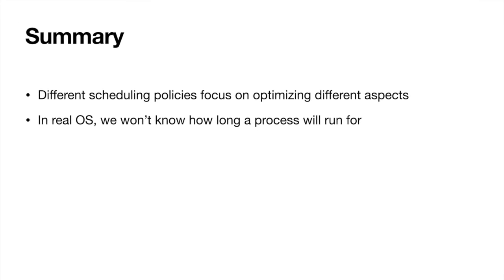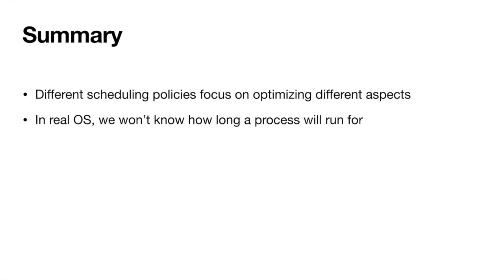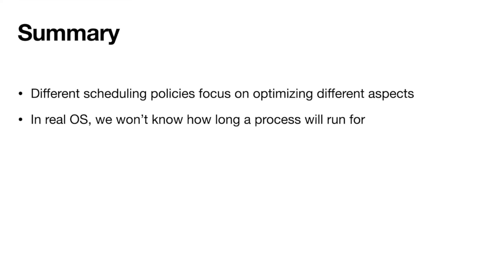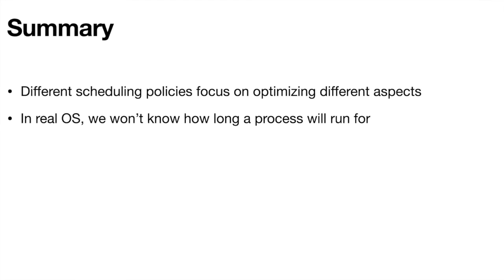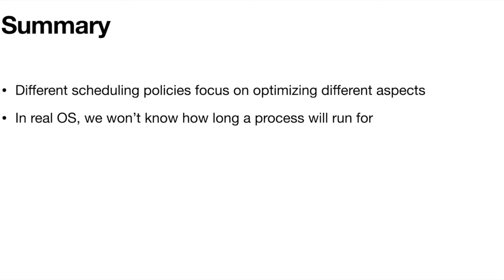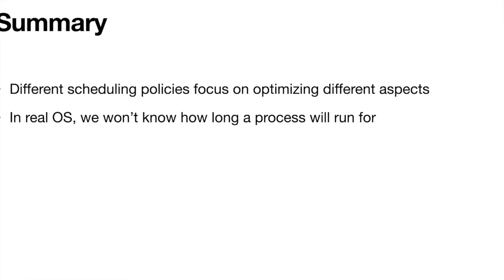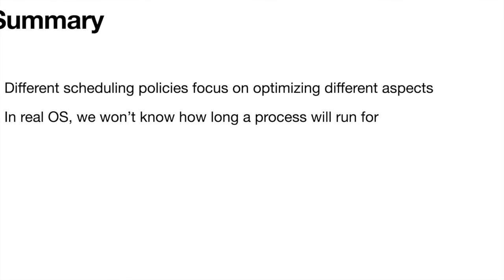As we can see in these three examples, different scheduling policies focus on optimizing different aspects. However, in a real operating system, things would be more complicated since we don't know how long a process will run for.